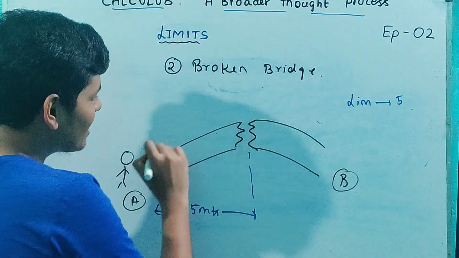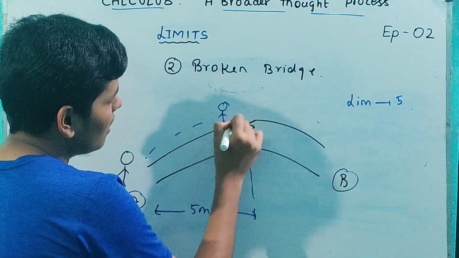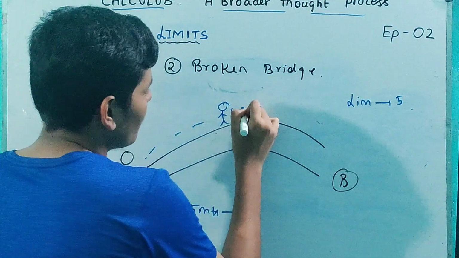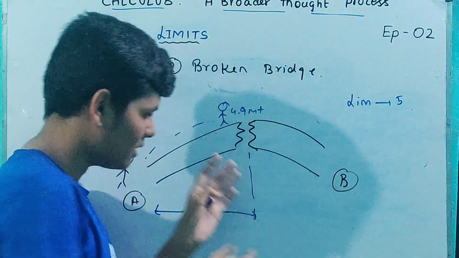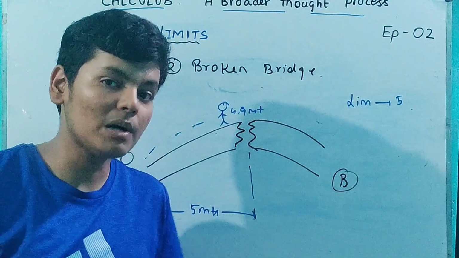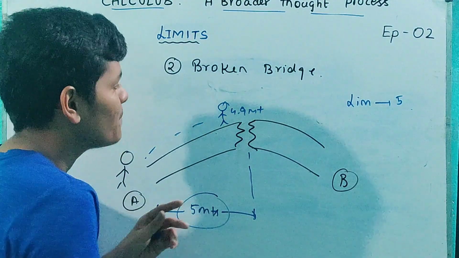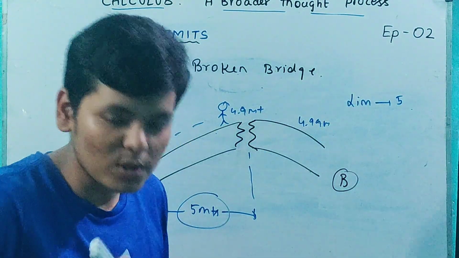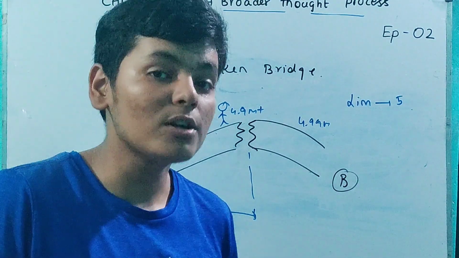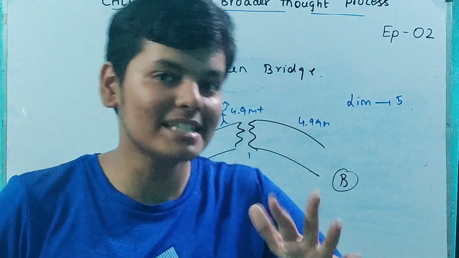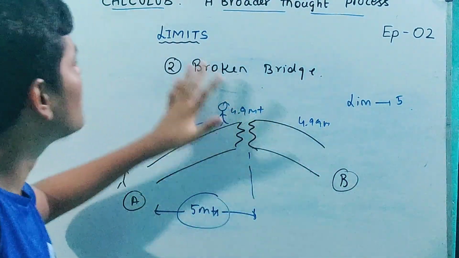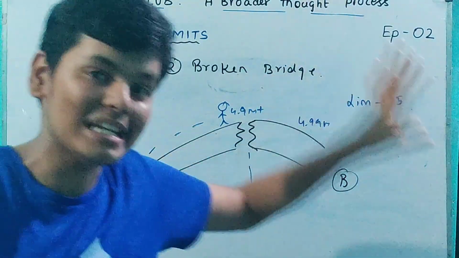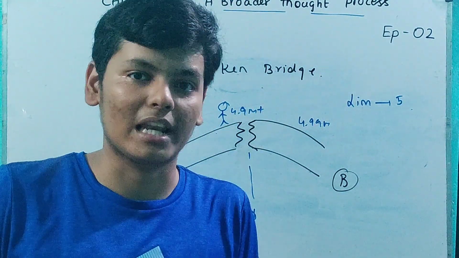Now, if we walk till here up to 4.9 meters, we are safe. We will not fall under the bridge. Why are we safe? Because the crack starts from the 5th meter. If we go to 4.99 meters, that is just as close to the crack as possible, then also we are safe. Why? Because the crack hasn't even started yet. Right? So this is how we can understand the concept of limits in layman language or in everyday language.